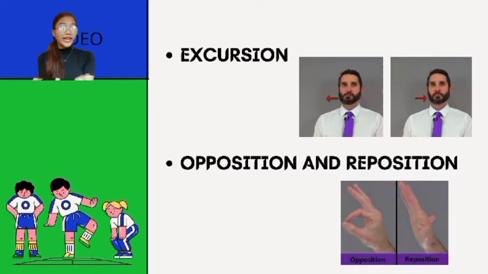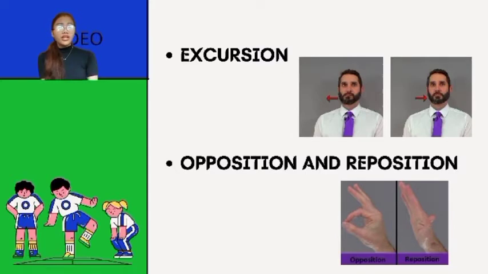Excursion, but before that, what is the difference between medial and lateral? The medial is towards the body's midline, while the lateral is away from the body's midline. As we can see in the picture, it is lateral excursion. It moves in a right or left direction. It depends on you if you move it in right or left, basta away from the body's midline.